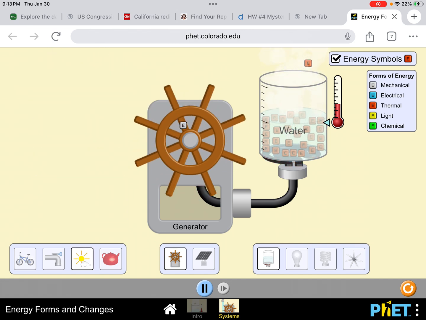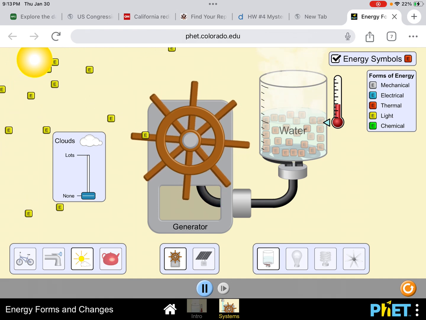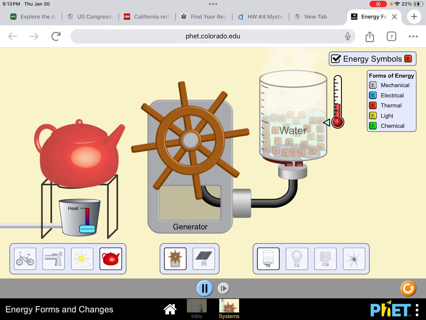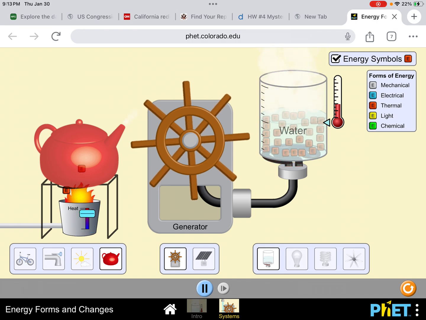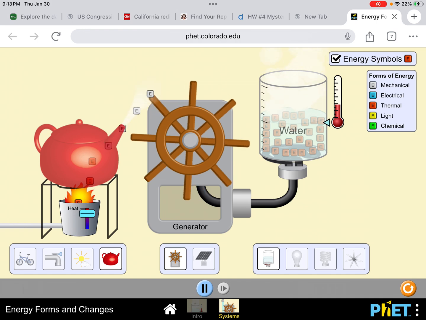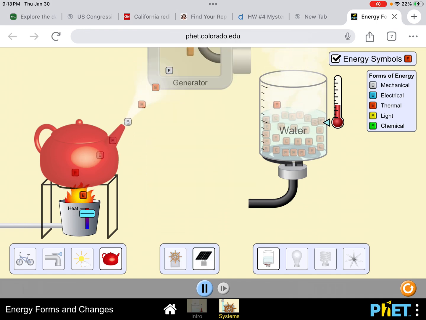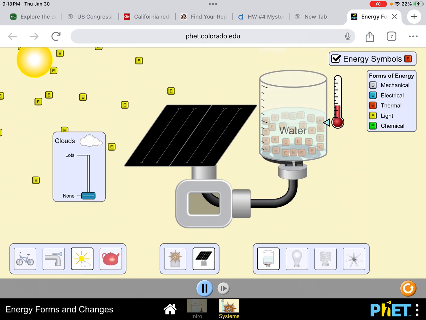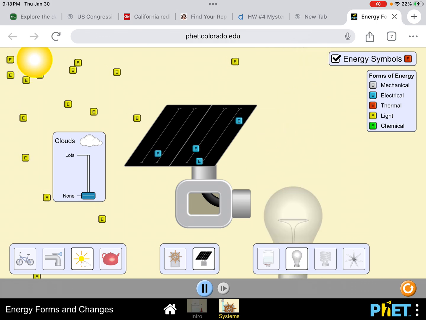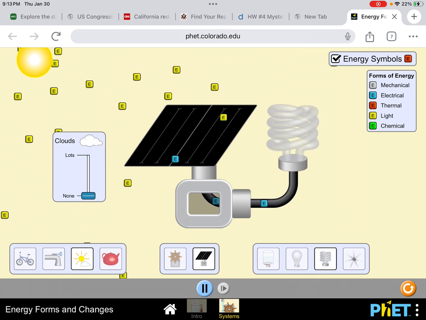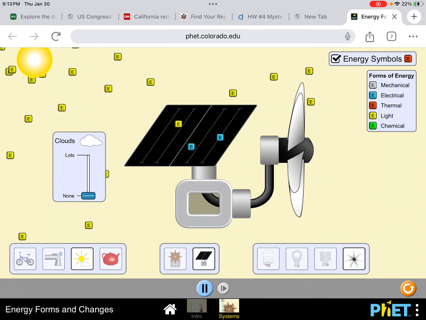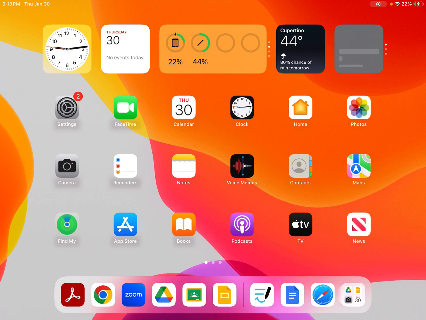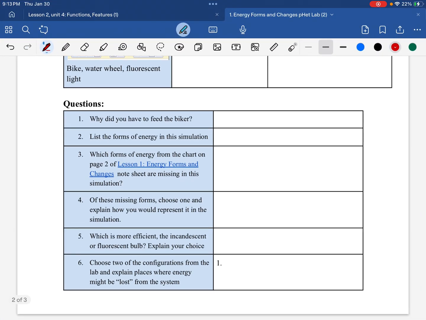You can have the first input of energy be the sun, and you can change the amount of clouds that there are. You can have the input energy be steam, right? The steam is turning the generator. And instead of a generator, you can change it to a solar panel. Right? And then this third thing can either be the beaker, light bulb, different kind of light bulb, fluorescent light bulb, or it looks like a fan. Okay, so that's it. Oh, well, it's not it because you have questions to answer at the end.